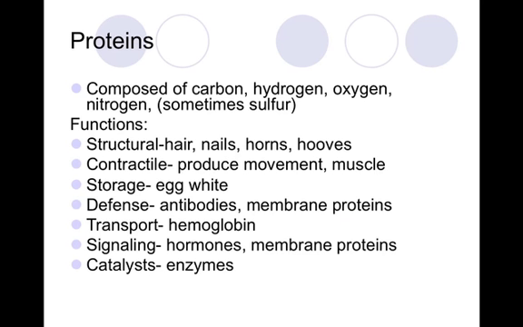Our next macromolecule that we're going to talk about is proteins. Proteins are composed of carbon, hydrogen, oxygen, and nitrogen. Sometimes they have sulfur in them.